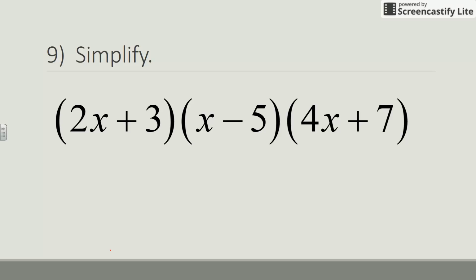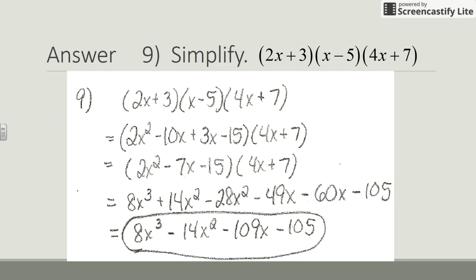Best way here is just multiply the first 2 together, and then take that times 4x, and that times 7. One way that I do this is after I multiply this out, I line up my terms. You can also multiply them out the long way, and then combine your like terms. The key is that you have like terms that you got to make sure you combine before you go on.